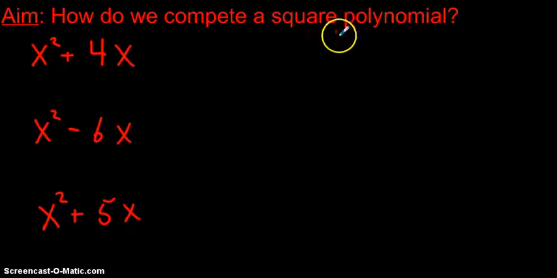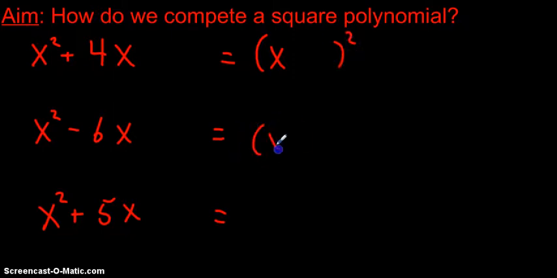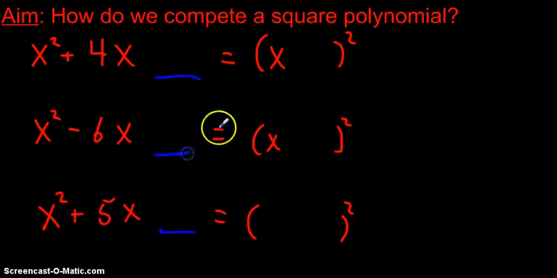Alright, we're going to look at completing the square, which means we're going to try and turn these polynomials into something of this form: x plus or minus something, squared. Now, that entirely depends on the c value. There's some value that this needs to be in order to complete the square. The question is, what is that?